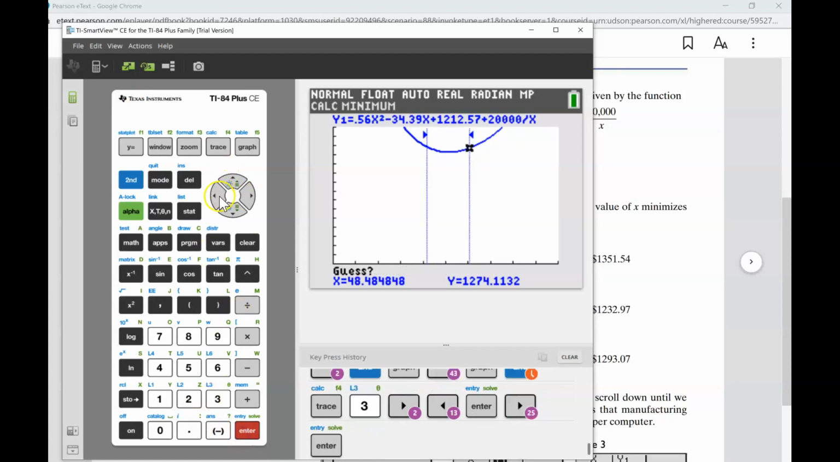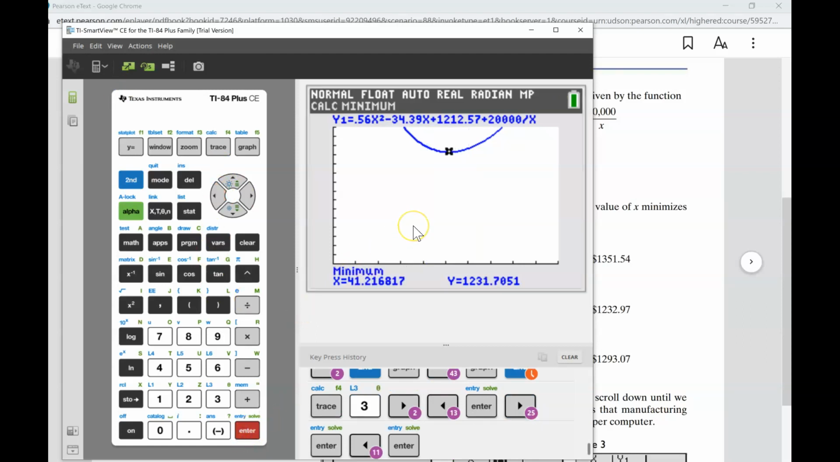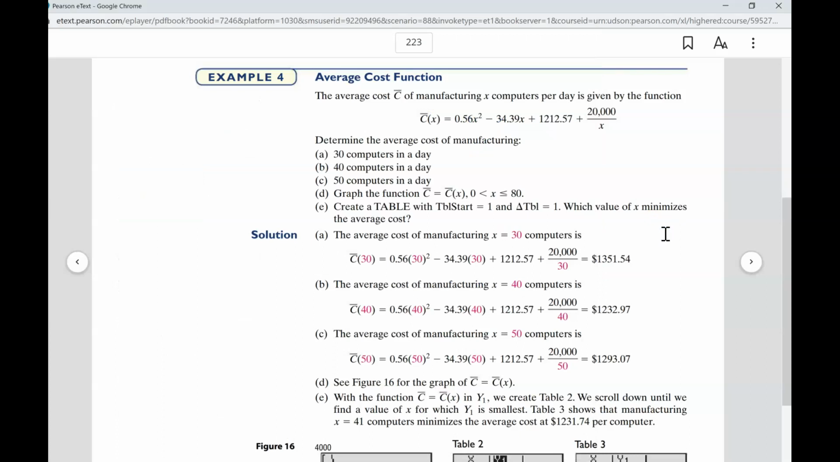Then it says guess. I could just hit enter again, or I could go a little closer to where I think the minimum is and hit enter. Then it tells me exactly what the minimum is. The minimum is 41.22. So I guess we can't make a fraction of a computer. So I would say that we should make 41 computers per day on average in order to minimize our average cost.